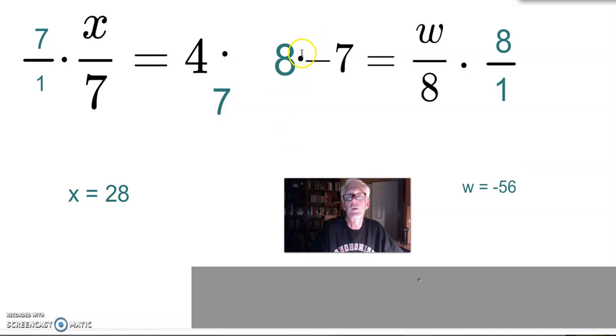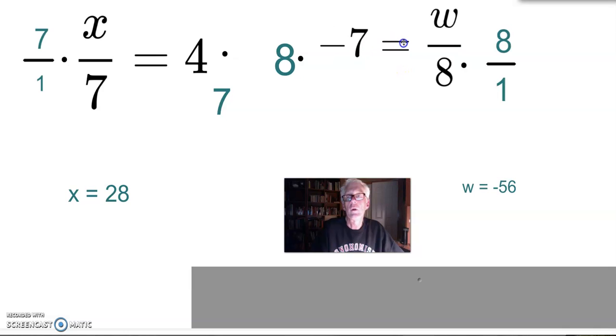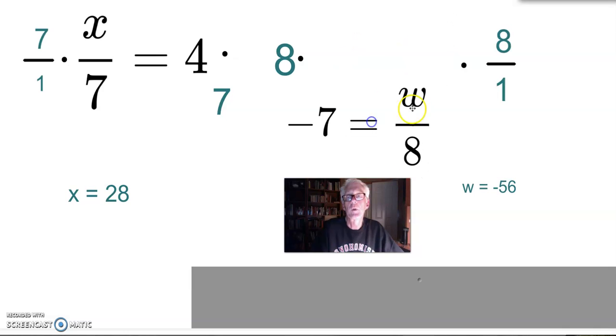I'll get rid of all this stuff so you can see it again. So this number here, w divided by 8, you multiply both sides by 8. This one here, x divided by 7, multiply both sides by 7.